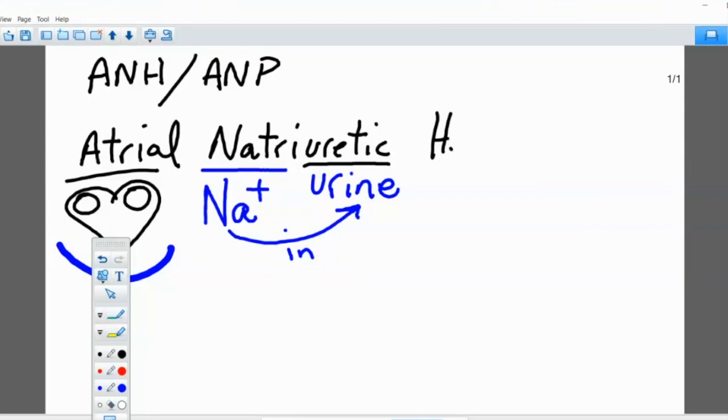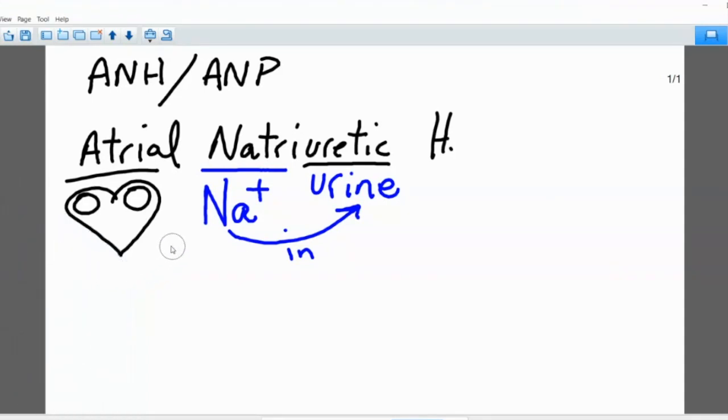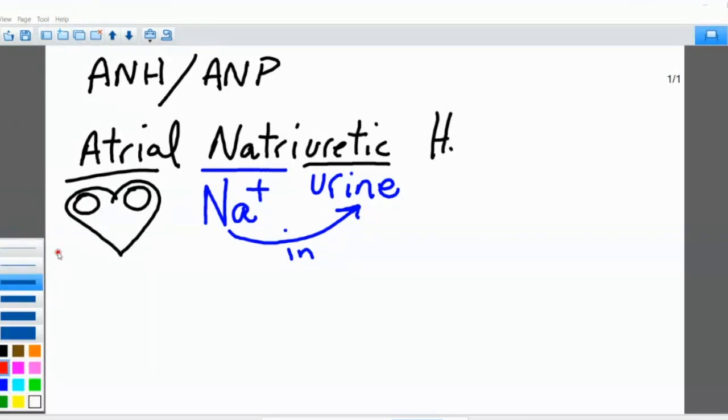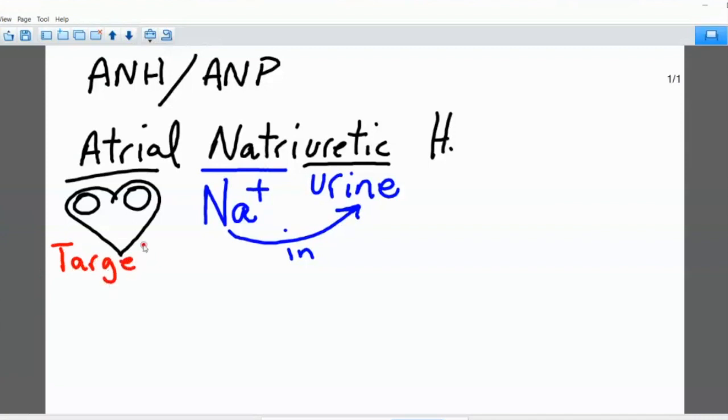Okay. What organ in the human body filters your blood and pulls the waste out and makes the urine? The kidneys. So this hormone targets the kidney. Okay? This hormone targets the kidney. It travels through the blood and goes where? Everywhere, but its receptors are located in the kidney.